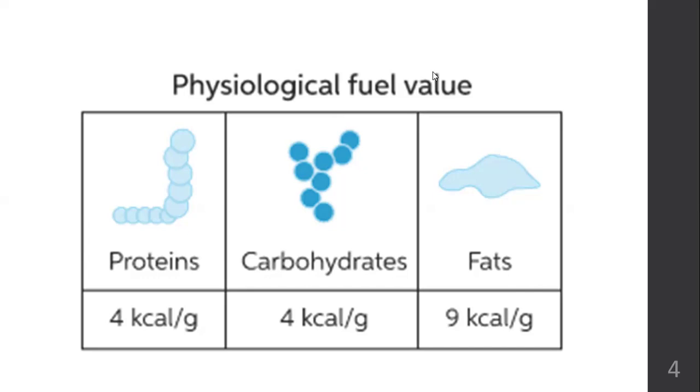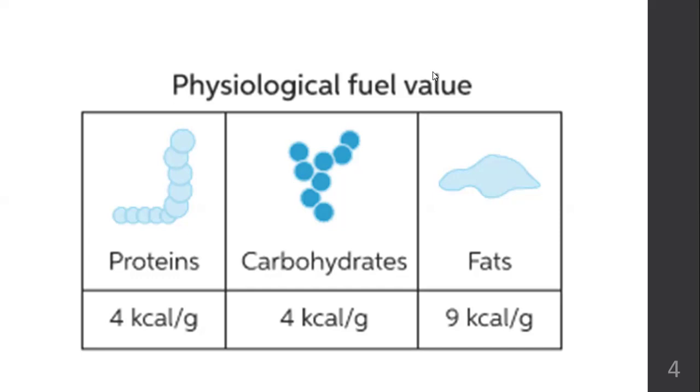The physiological fuel value of protein is 4 kilocalories per gram. 1 gram of protein will give you 4 kilocalories once it is digested, absorbed, and metabolized. Carbohydrates will also give you 4 kilocalories per gram. Fats will give you 9 kilocalories per gram. One more physiological fuel value is that of alcohol. It gives you around 7 kilocalories per gram. It's not mentioned here, but alcohol also has its own physiological fuel value.